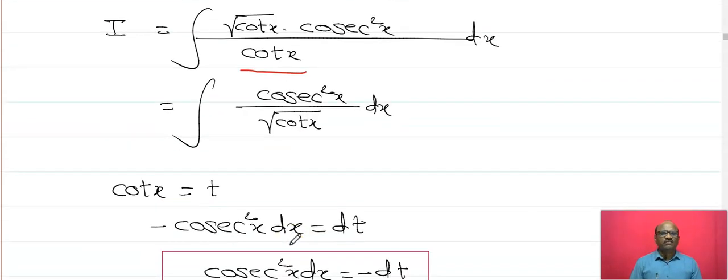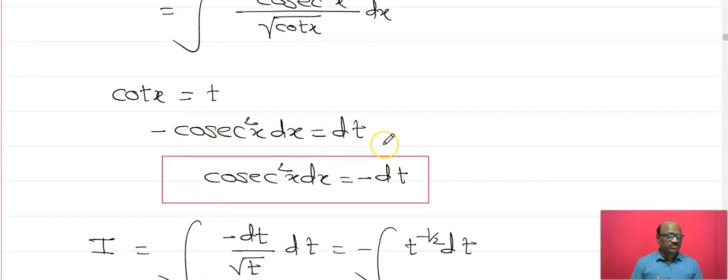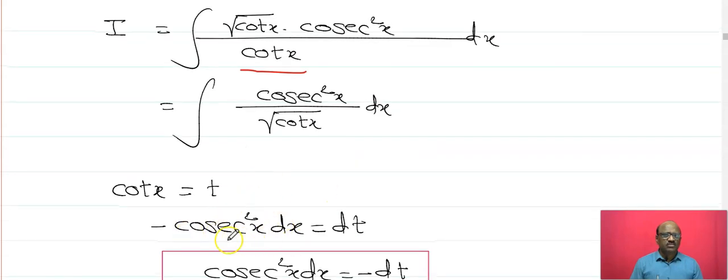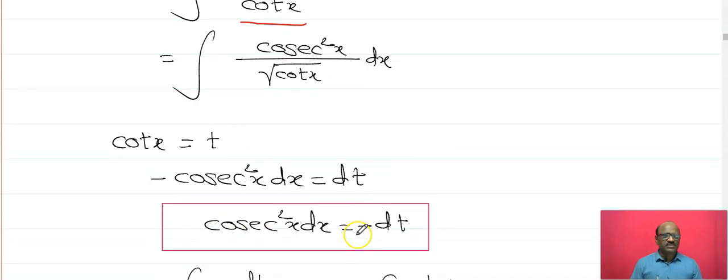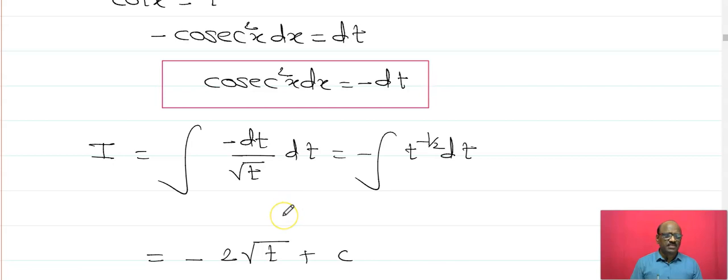Now we'll substitute. Here is root of f of x, okay, and in the numerator f dash of x. That is integral of f dash of x upon root of f of x. Let cot x equal t. What's its derivative? Minus cosec square x into dx equals dt. Therefore cosec square x into dx equals minus dt, and overall you will get I equals integral of minus dt upon root of t.